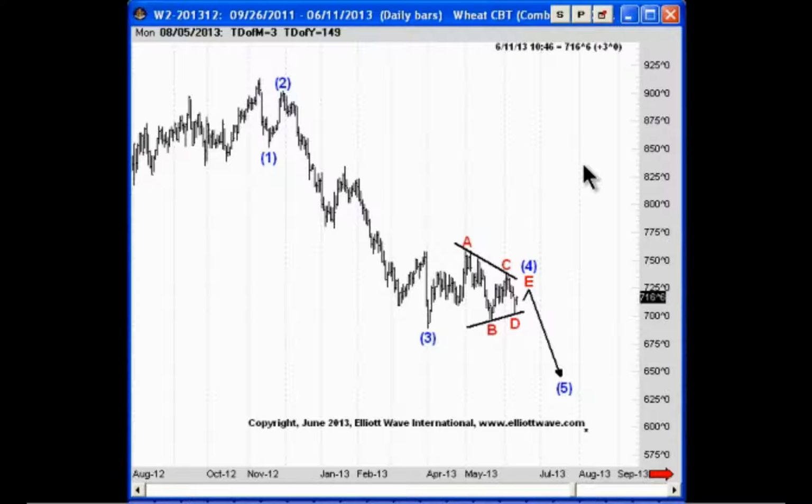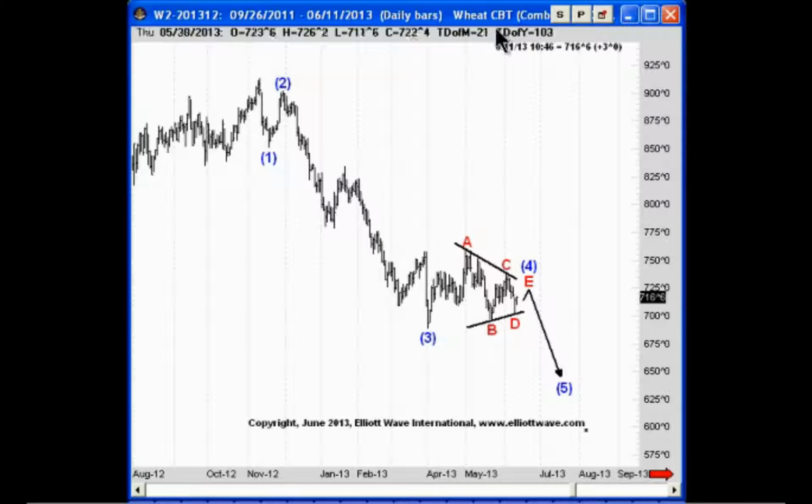Now what's going to be very important moving forward in time, the remainder of this week and into next week, is that prices remain below the extreme of wave C. This is a contracting triangle, so we really don't want to see prices above the extreme of wave C, because if that happens, that actually negates or invalidates the interpretation.